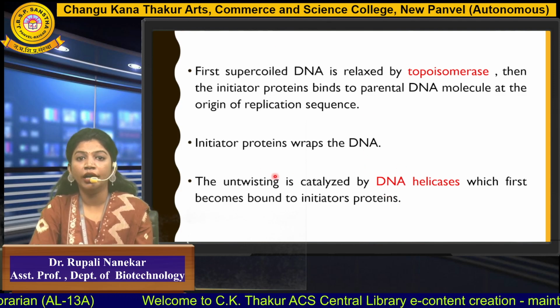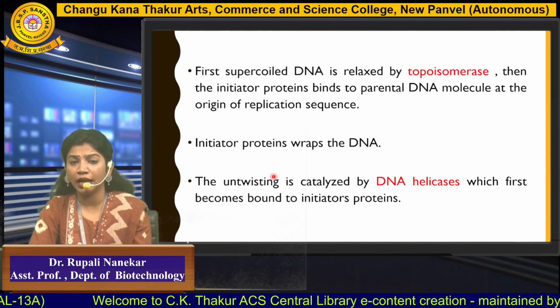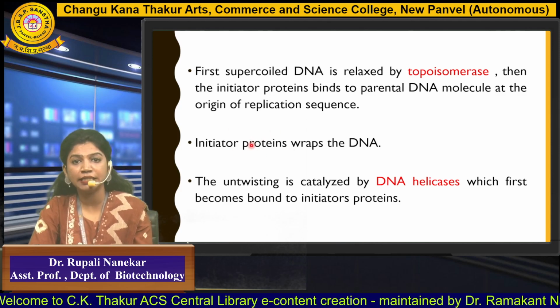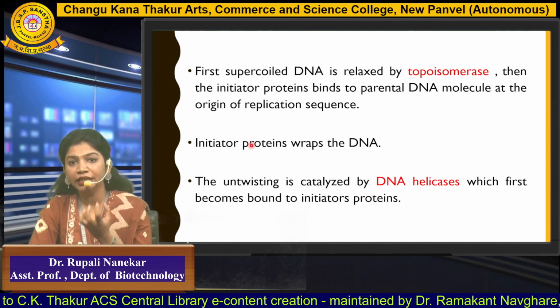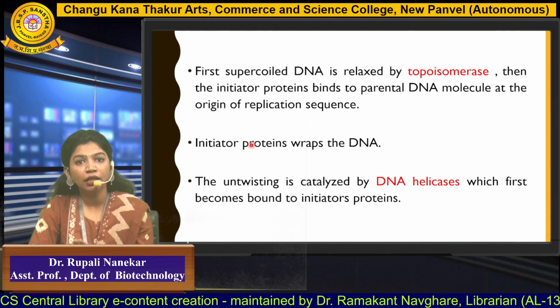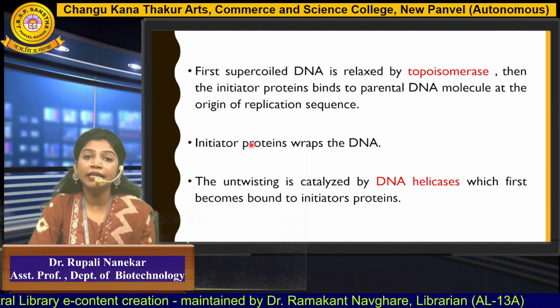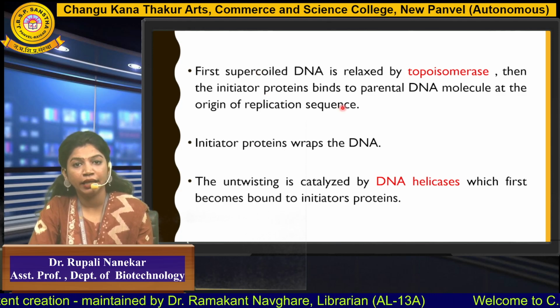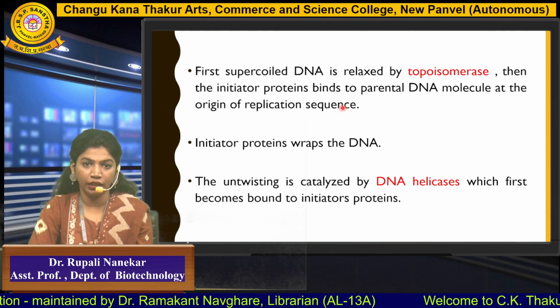Helicase's role is for untwisting. Before that, there is a wrapping of your initiator proteins around the DNA. So the DNA needs to be wrapped around it, and it needs to be untwisted. Before that, your DNA is supercoiled. So topoisomerase is an enzyme which relaxes your DNA.